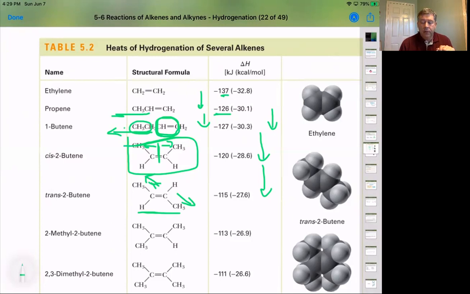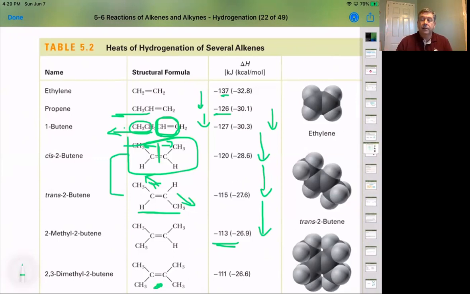Okay, so if one carbon gives some stability, and then two carbons give more stability, what do three carbons bonded to that double bond do? It actually makes it even slightly more stable, releases a little less energy, and when we get to four substitutions of carbon on there, we get to our least amount of energy released possible.